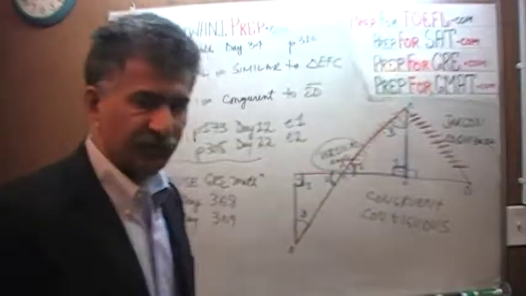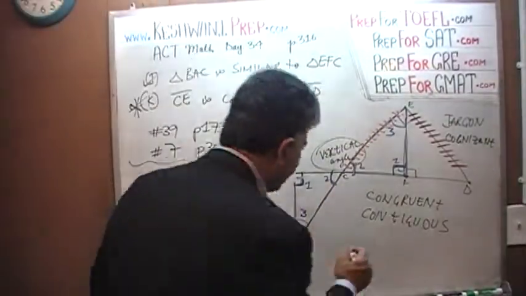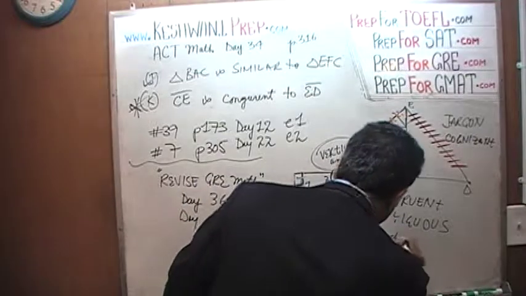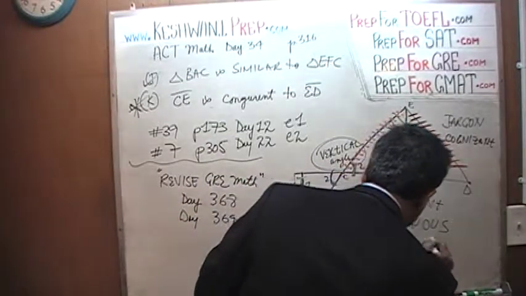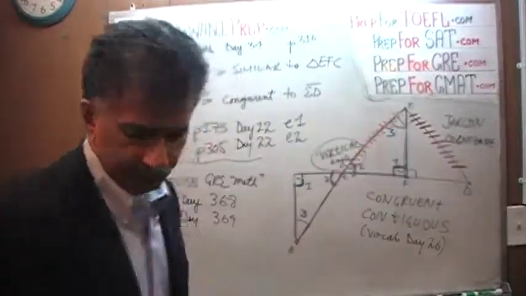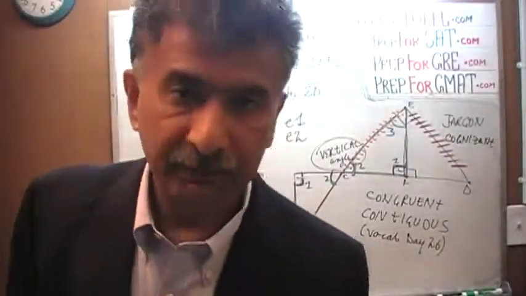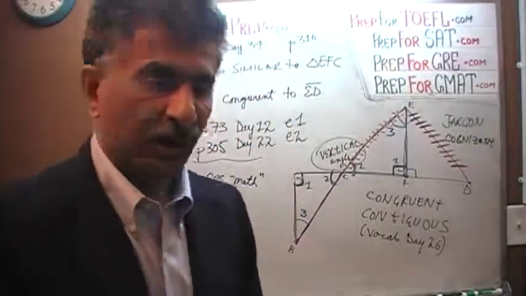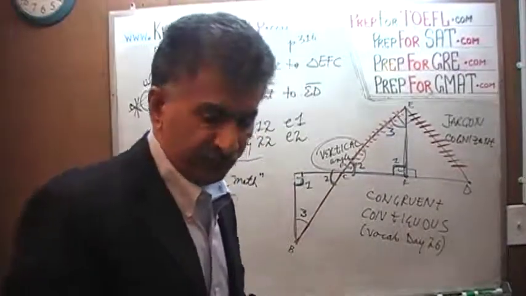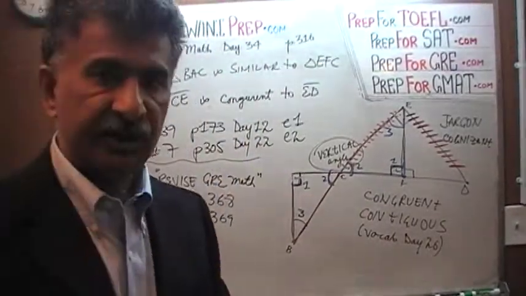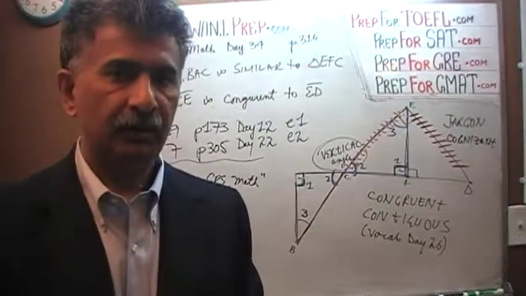Contiguous. Contiguous is the word that we learn on day number 26. I'm going to leave it up to you. We'll build some suspense here for you to find out what the word contiguous means. But don't confuse the 2 words. Contiguous and congruent are 2 different words, 2 different meanings.